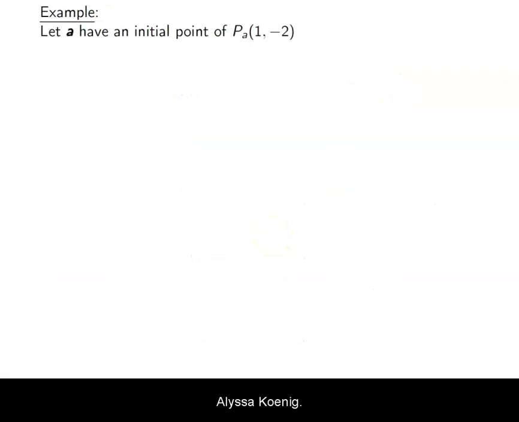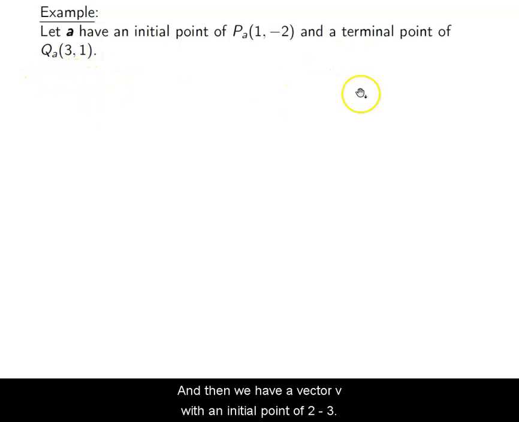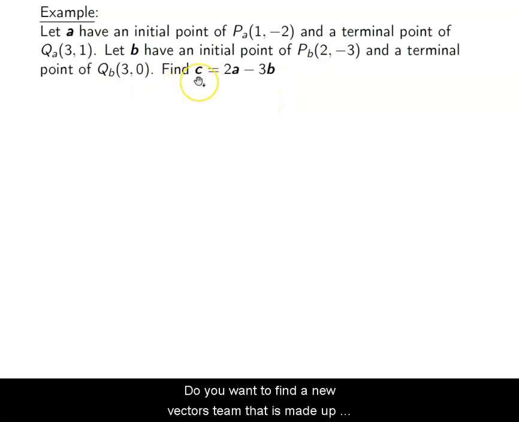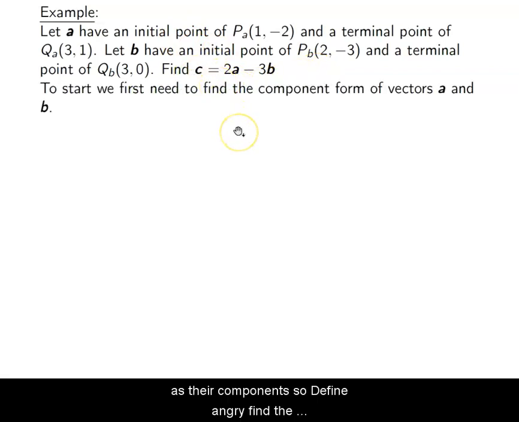So let's look at an example. Let's say we have a vector A that's given by an initial point of (1, -2) and a terminal point of (3, 1). And then we have a vector B with an initial point of (2, -3) and a terminal point of (3, 0). We want to find a new vector C that is made up of 2 times A minus 3 times B. So in order to do this, we first need to find A and B. So let's find them in terms of their components.